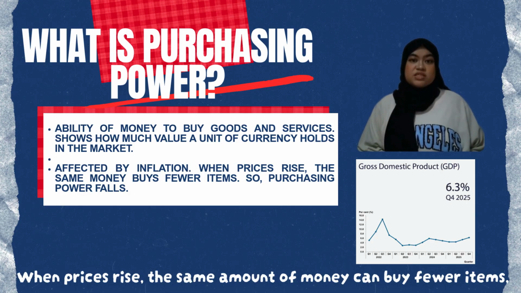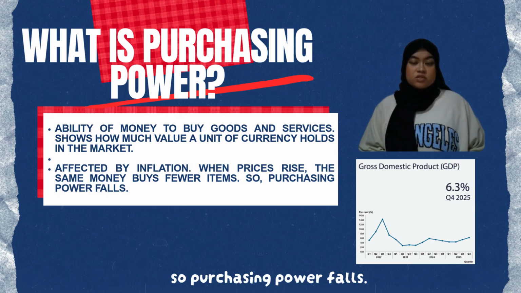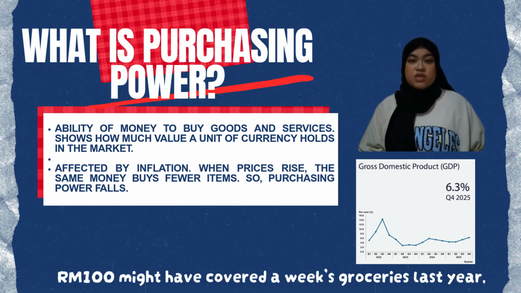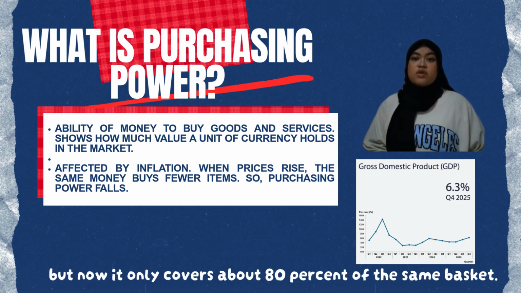When prices rise, the same amount of money can buy fewer items, so purchasing power falls. For example, 100 ringgit might have covered a week's groceries last year, but now it only covers about 80% of the same basket.